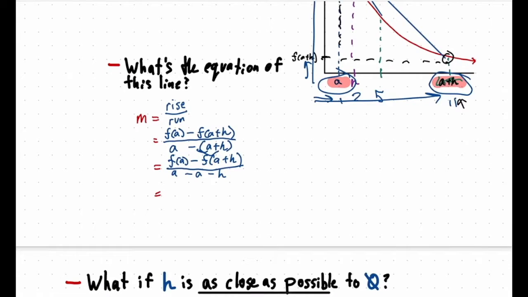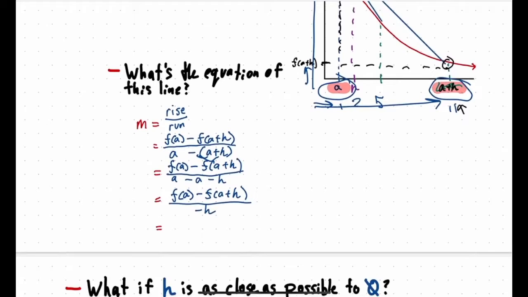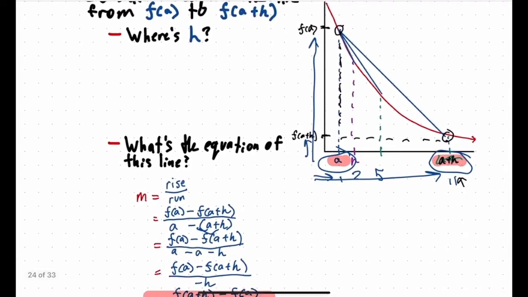which we can then simplify, obviously, because a minus a is just 0. So it becomes negative h, and I don't love having that negative sign in the bottom, so we can just rearrange the top and the bottom, right? So we then just get f of a plus h minus f of a, right? We just factored out a negative sign. Factor out a negative sign in the bottom. There. So now we have an equation for this line between a and a plus h.